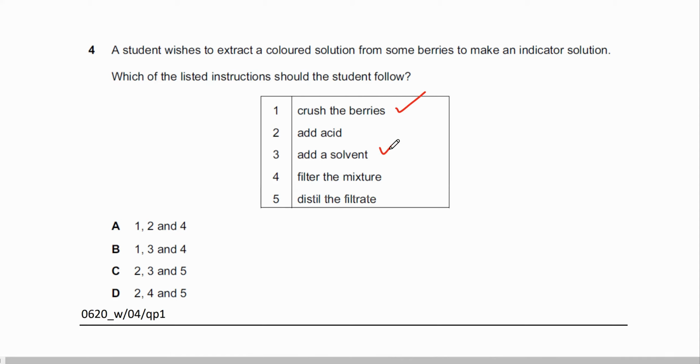And then you always filter. I mean, there's going to be a lot of stuff in that. There's going to be peels of the berries. It's like the skin of the berry would be there. So you would have to filter the mixture as well, right? So it's going to be 1, 3, and 4. Just crush the berries, add some water to it, and then filter the mixture so that the seeds and the skin would get filtered off.